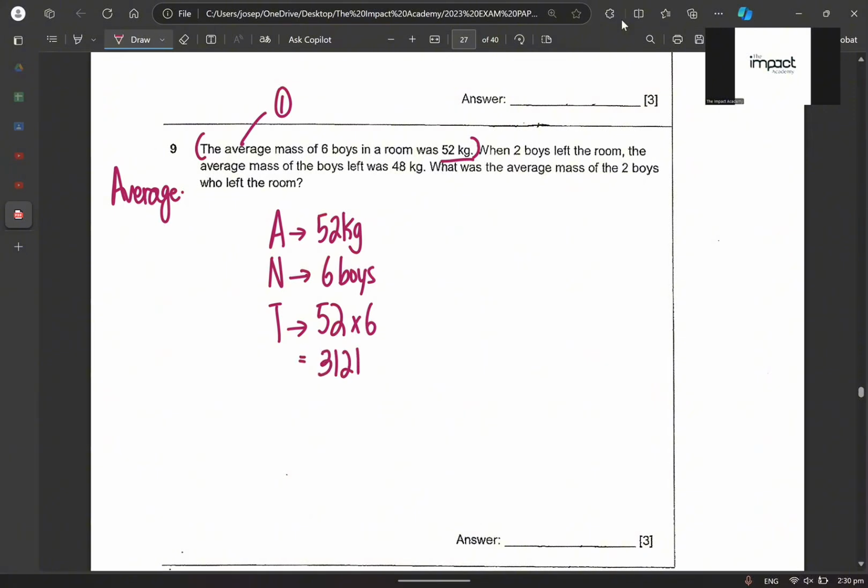All right, 312 what? Kg. That's the first part. So in sentence number 2, we can see that when 2 boys left the room, the average mass of the boys left was 48 kg. That means there is a new average. Okay, my new average, I am sure that it's 48 kg.